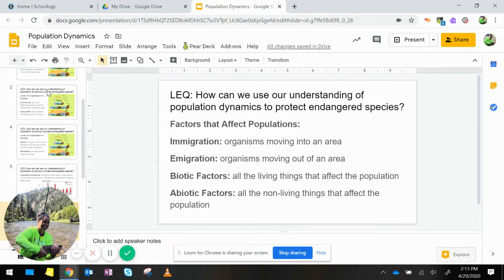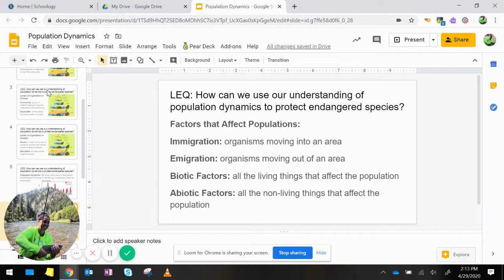Things that would decrease the wolf population would be things like emigration. So if wolves leave the pack and move out of the area, that would decrease the number of wolves in the population. Deaths would also decrease the number of wolves in a population. So these are some factors that affect the populations.